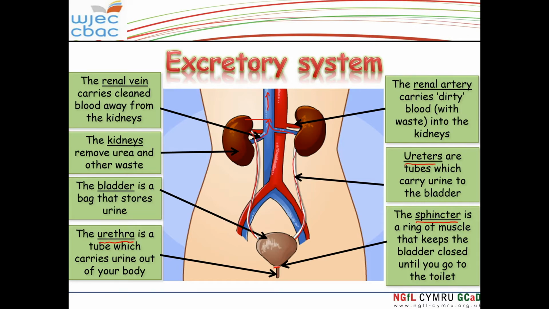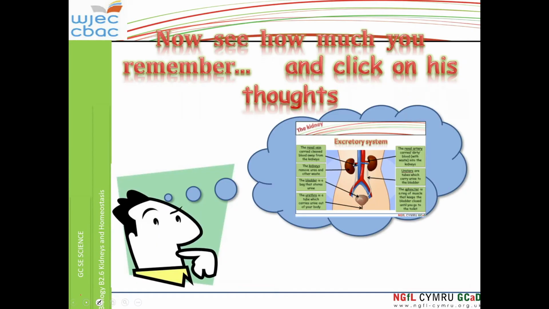So in your book, on the second page, you will be filling in these key words that we've underlined: renal artery, renal vein, the kidneys, the ureters, the bladder, the sphincter, the urethra, and leaving back through the renal vein. Now see how much you can remember. See if you can draw yourself your own little picture on a scrap piece of paper and be able to label the different parts up.